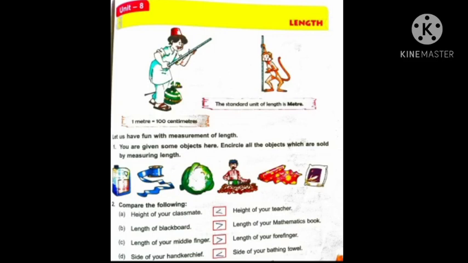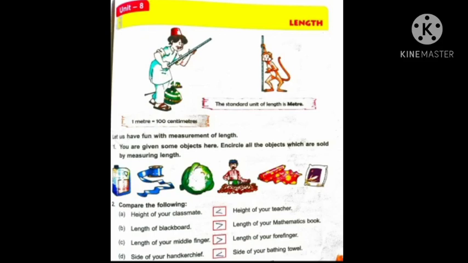Length. See, children, the standard unit of length is meter. What is the standard unit of length? Tell me, children. Meter. 1 meter is equal to 100 centimeters.